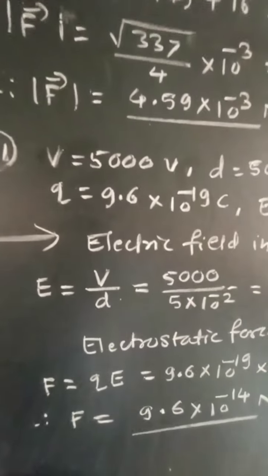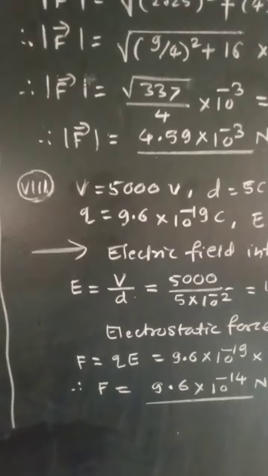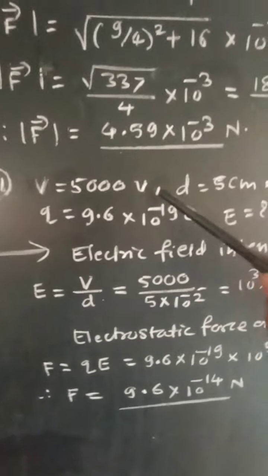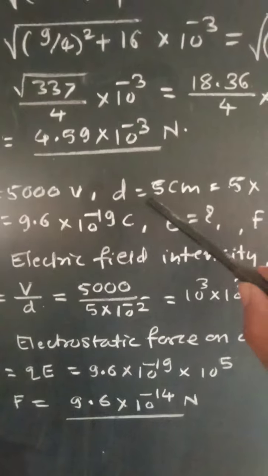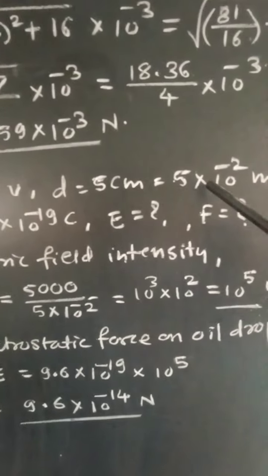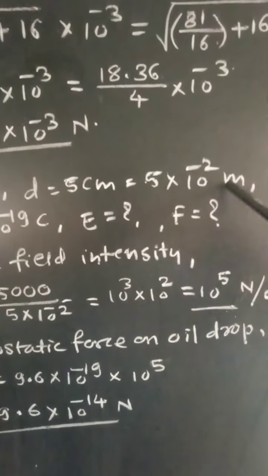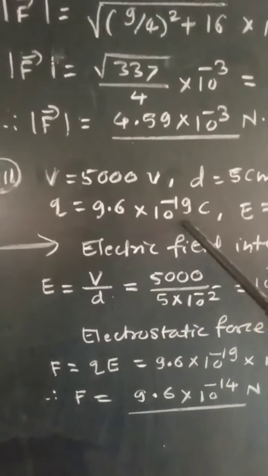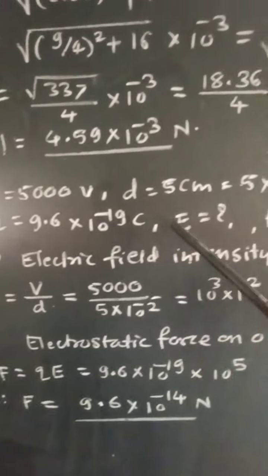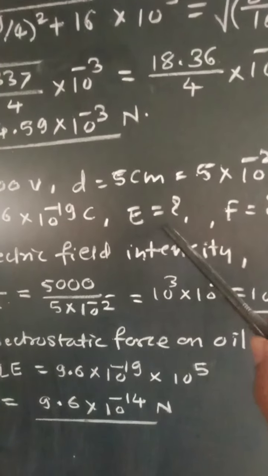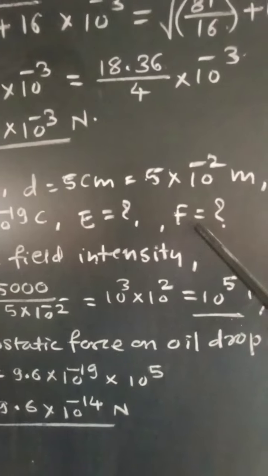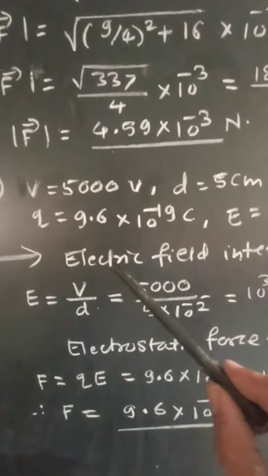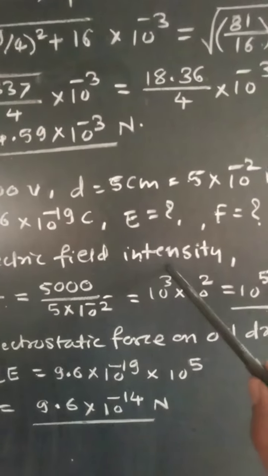And therefore, for this numerical number 8, given data is potential V is 5000 volt, distance of separation between the plates D is equal to 5 centimeter, that is equal to 5 into 10 raised to minus 2 meter. Then charge Q is given 9.6 into 10 raised to minus 19 coulomb. And we have to find out electric intensity, that is electric field E, and the force acting on the oil drop F.